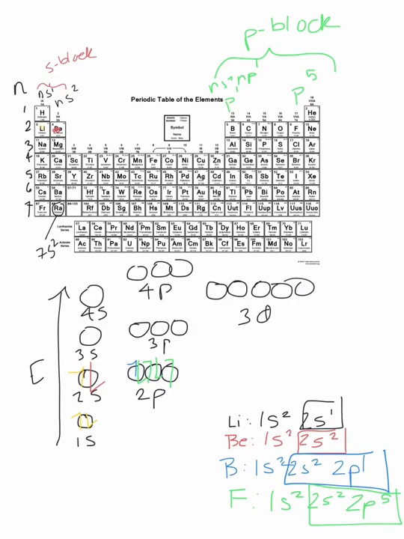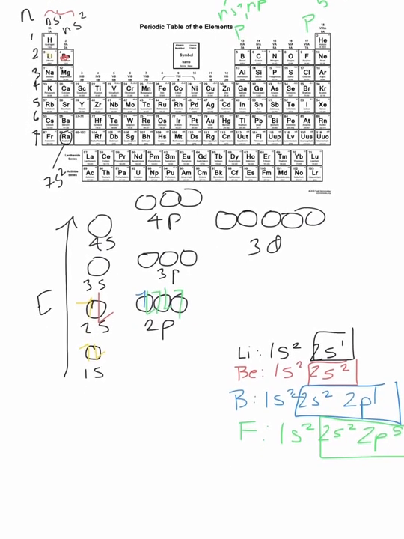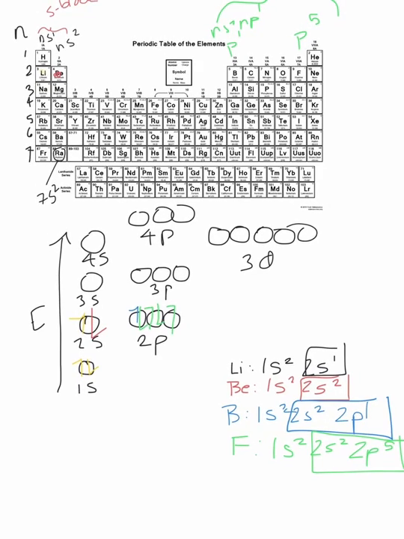Now, when we start getting into n level 4 and we get to the metals contained in the periodic table, things get a little bit funky. So let's take a look at titanium. Titanium has 22 protons or 22 electrons. So let's go ahead and fill in our electron configuration.